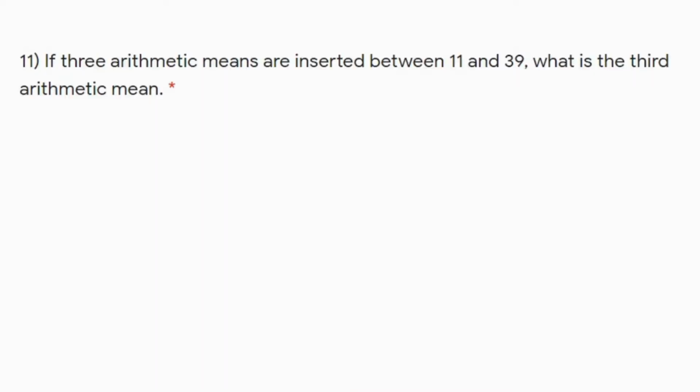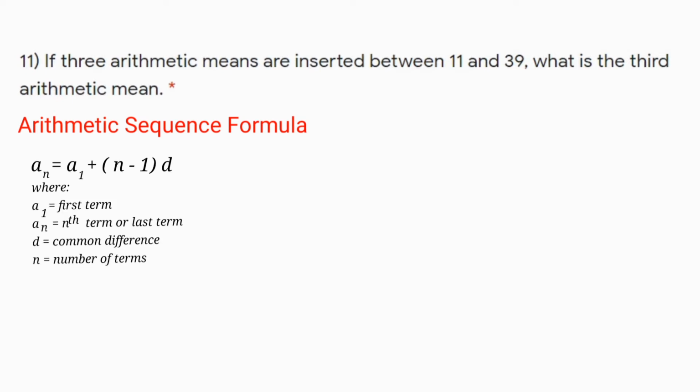If three arithmetic means are inserted between 11 and 39, what is the third arithmetic mean? For this problem, we will be using the arithmetic sequence formula, where the last term is equal to the first term plus the quantity of the number of terms minus 1 times the common difference. To get the common difference for this problem, we will have to subtract the first term from the last term divided by the number of terms minus 1.